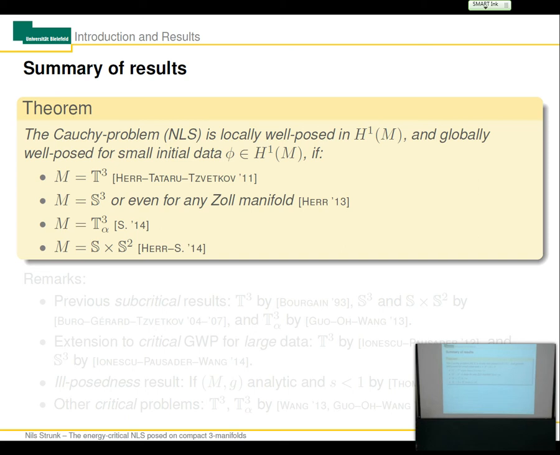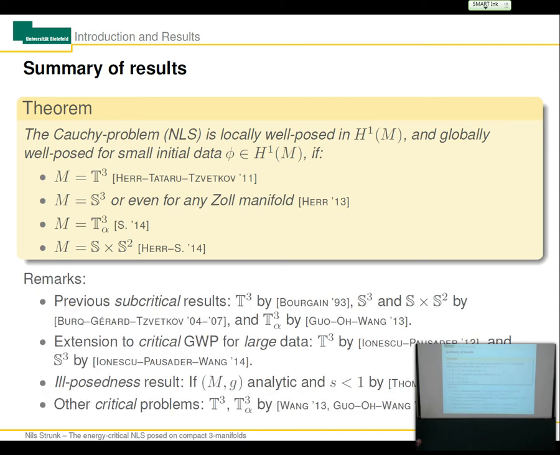Then in 2014, so at the beginning of this year, these local and global well-posedness results have been proved for the irrational torus, and recently also on the product of 2 spheres, so S1 cross S2, by Sebastian Herr and myself. And there have been previous results, previous subcritical results.